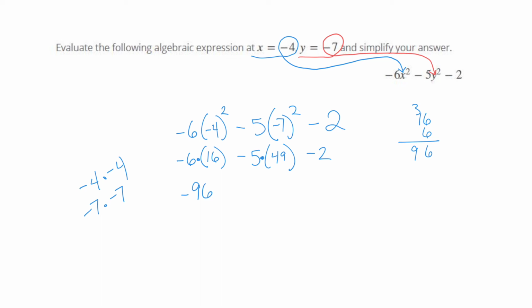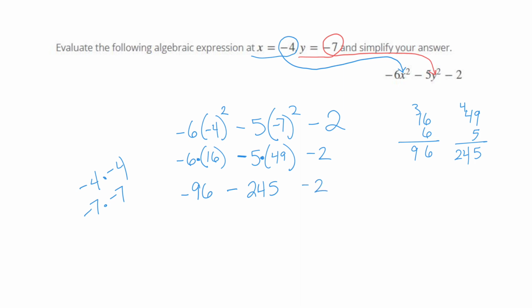All right, I've got to do it again. I've got to take 4 times 49. I'm sorry, 5 times 49. So 5 times 9, that's 45. That's a 20 plus 4, so 245. Except that notice that the 5 was negative while the 49 was positive. That's going to leave me with a negative answer, -245. And then I just have this -2.